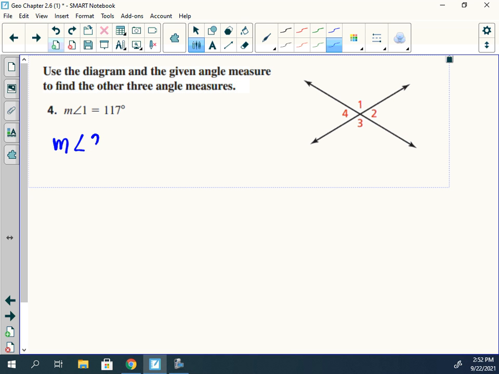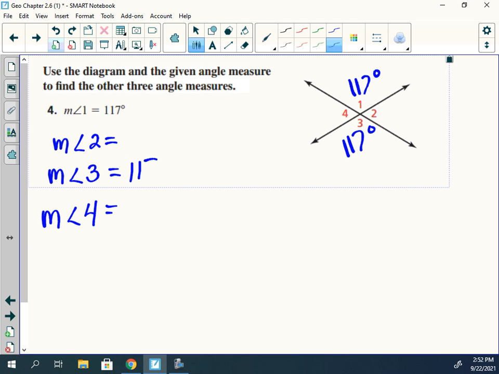So they told us the measure of angle 1. We want to find the measures of angle 2, 3, and 4. So knowing that angle 1 is 117 degrees, what other angles can we find? What is the measure of angle 3? Because angle 1 and angle 3 are vertical angles, which means that they are congruent, so they will have the same measure. What does that also mean about 2 and 4? They're going to be the same. Whatever they are, they will be the same value.